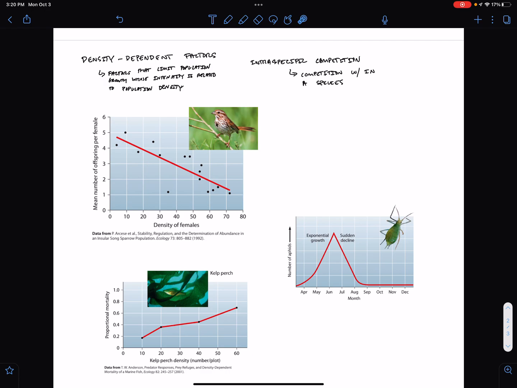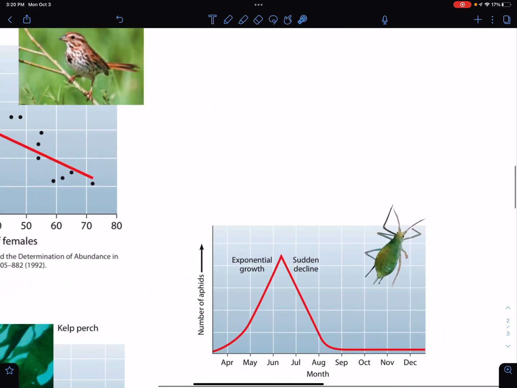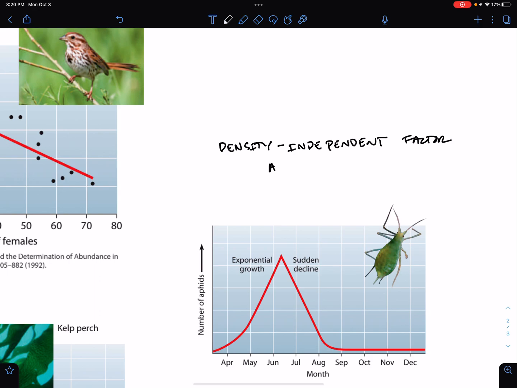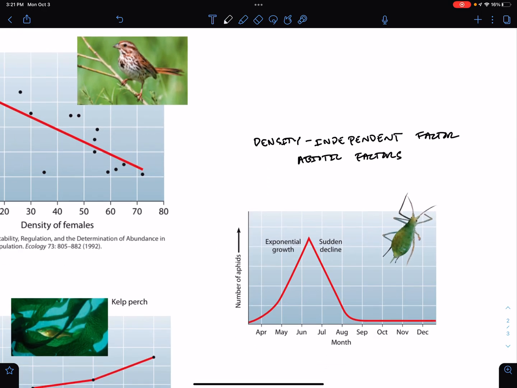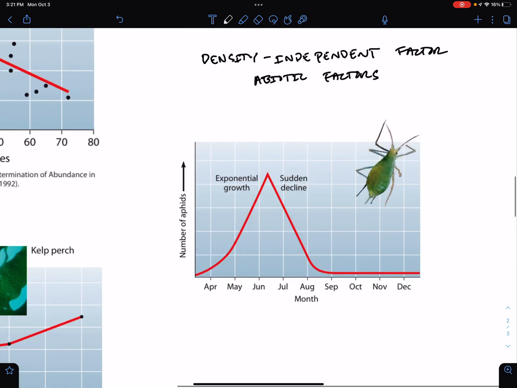Okay, a new example would be an example of a density-independent factor. So these are abiotic factors that limit the density of a population. And density-independent factors are often characterized by an exponential-like growth followed by a sudden decline.